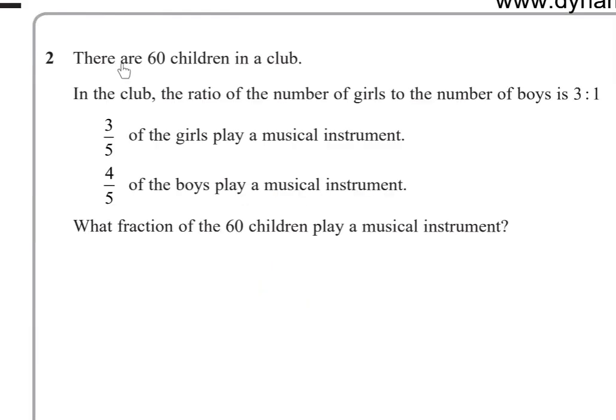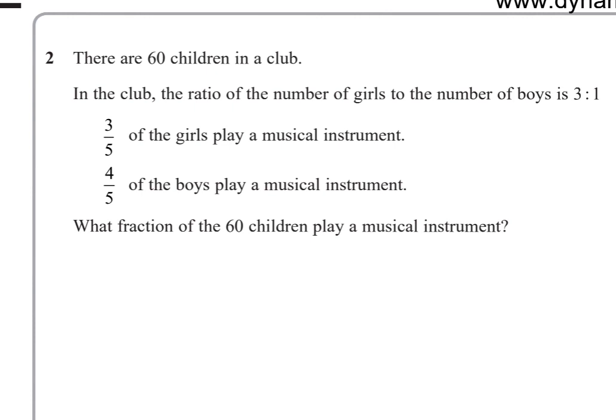Number 2, there are 60 children in a club. In the club, the ratio between the number of girls to the number of boys is 3 to 1. 3/5 of the girls play a musical instrument. 4/5 of the boys play a musical instrument. What fraction of the 60 children play a musical instrument?